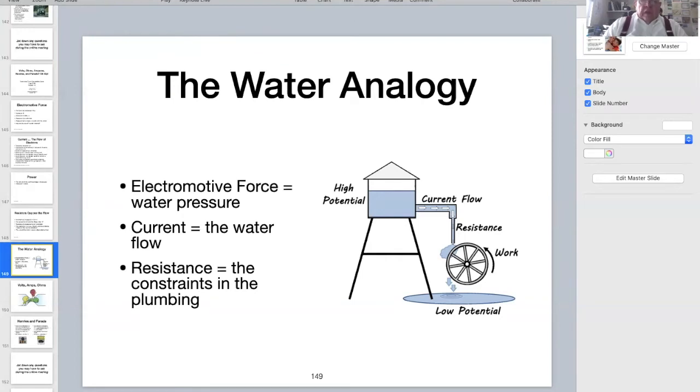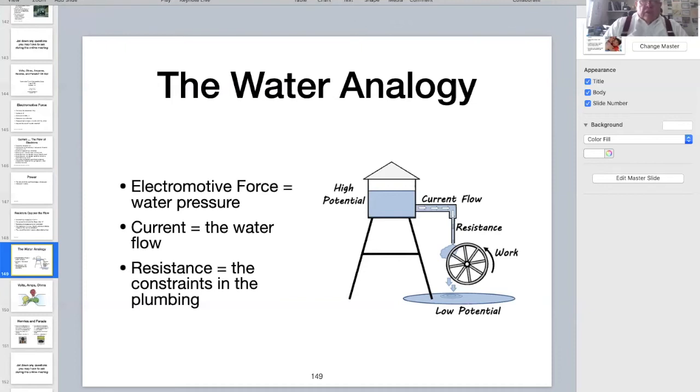The weight of the water in the tank pushing down and forcing water out of the pipe is analogous to electromotive force, which can be measured, just as water pressure can be measured in this example, or it can be measured as volts in an electrical current. The water flowing out of the pipe and down to the water wheel is analogous to current flowing through the wire or in a circuit. The pipe constricts how much water can be flowing and is analogous to resistance. We can calculate the resistance based on the water pressure and the amount of water flowing.